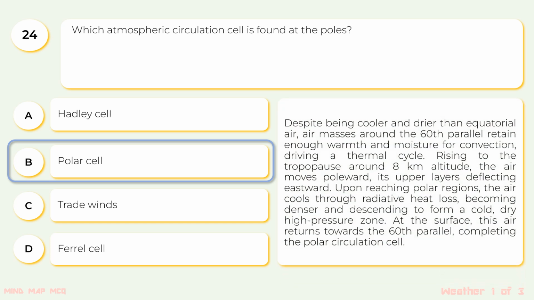Polar cell. Despite being cooler and drier than equatorial air, air masses around the 60th parallel retain enough warmth and moisture for convection, driving a thermal cycle. Rising to the tropopause around 8 km altitude, the air moves poleward, its upper layers deflecting eastward. Upon reaching polar regions, the air cools through radiative heat loss, becoming denser and descending to form a cold, dry, high pressure zone. At the surface, this air returns towards the 60th parallel, completing the polar circulation cell.